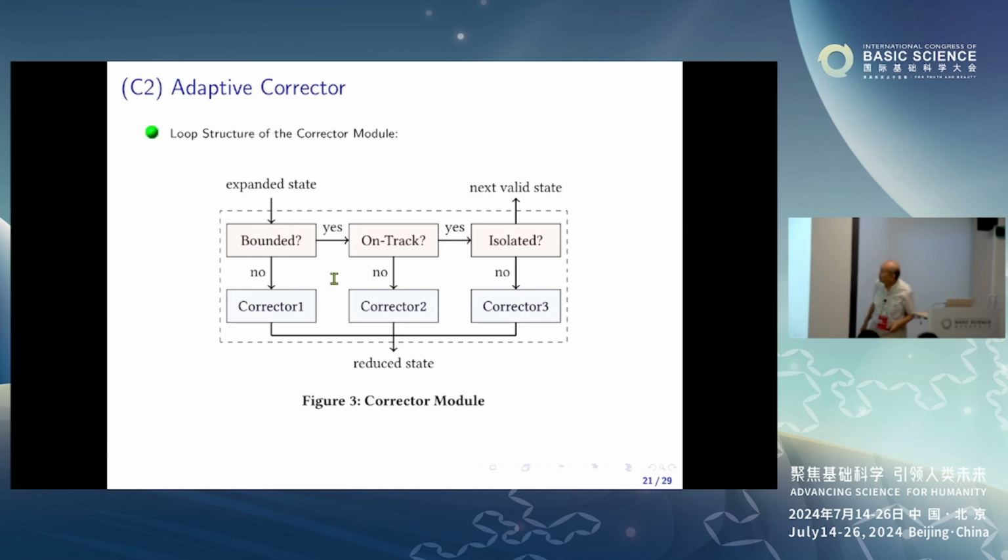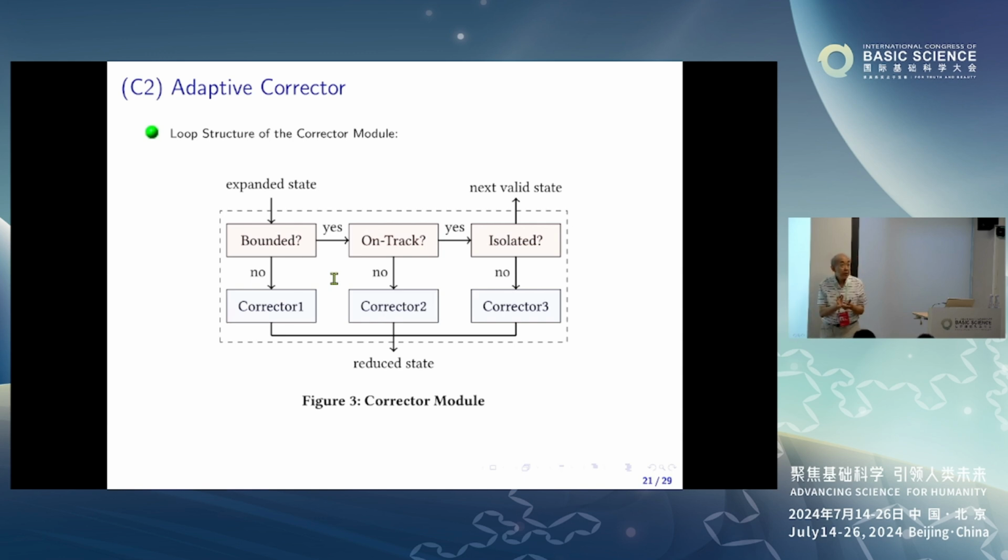It turns out that you need to check several things. For instance, the first thing you ought to check is bounded. This is that you are in a good homotopy, that condition within the frustum. And if it's not, you have to go to corrector number 1 and you go out again. You have to reduce your state. But if it's yes, you go on track.